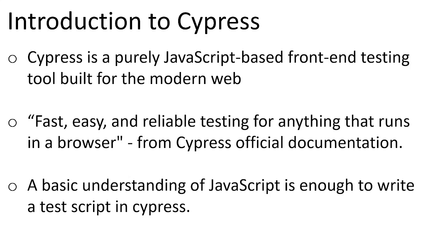Basically, Cypress is a purely JavaScript-based front end tool. The main drawback of Cypress is that it only uses JavaScript. Suppose you want to have Java with Cypress, it's not possible as of now. That's the reason, if you compare with Selenium, which uses Java, .NET, Ruby, Python, in this case Cypress only uses JavaScript.